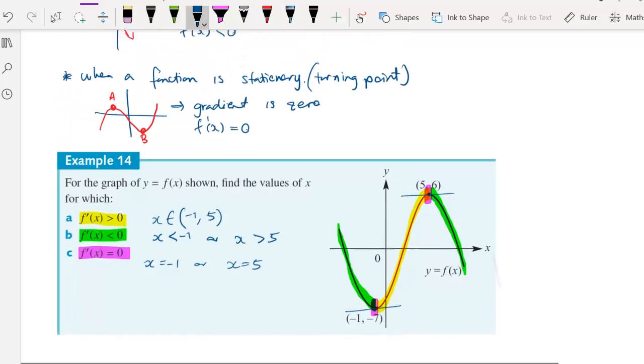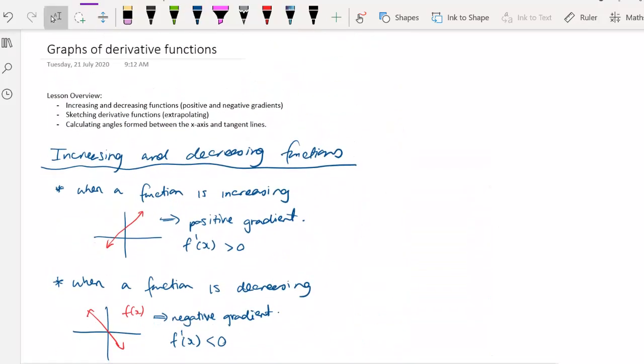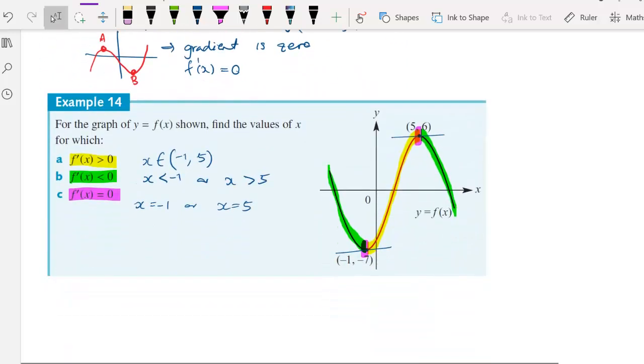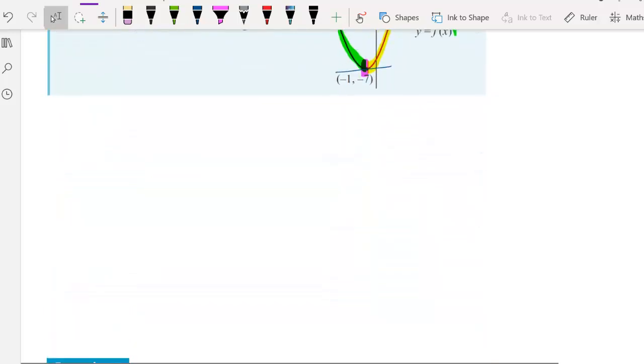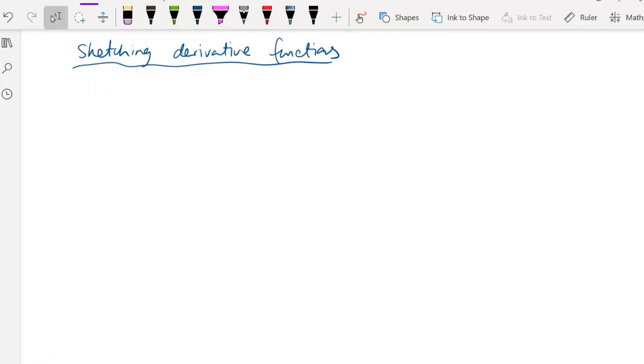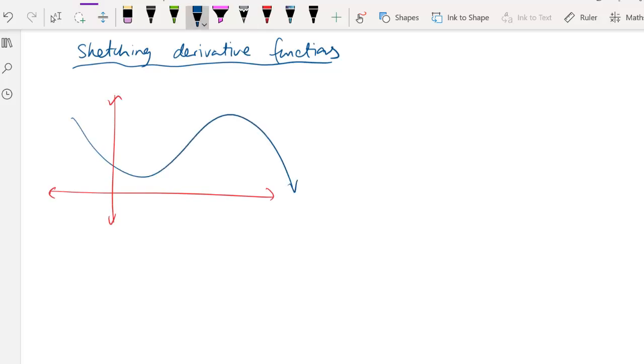Right. So the second thing that we said we're going to look at is sketching derivative functions, so extrapolating from graphs. So the idea here is pretty similar, but there's a couple of important things that we can carry on from what we just talked about. So let's look at just a random function. So I'm just going to draw a line here. Look, there it is. This line represents f of x.